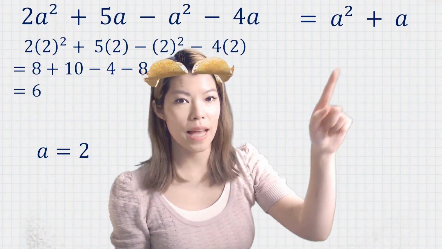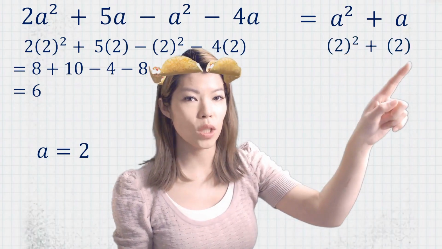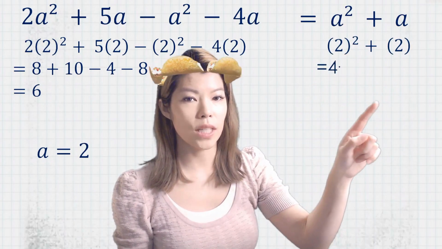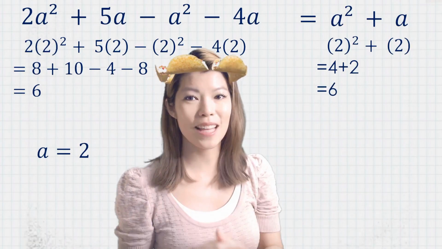And substituting the same value to check that both sides are the same again. 2 times 2 plus 2, which is 4 plus 2, which is 6. So they're the same, so we're correct. So that's one way to check your answers.